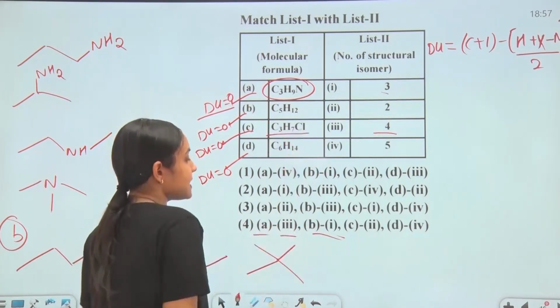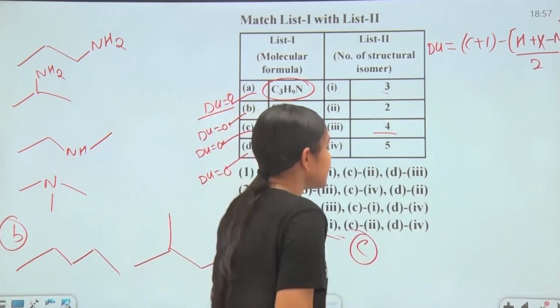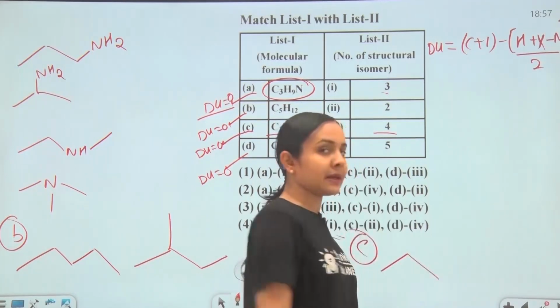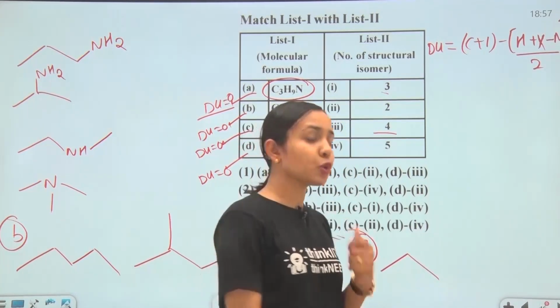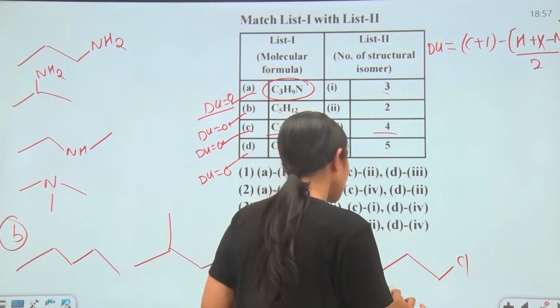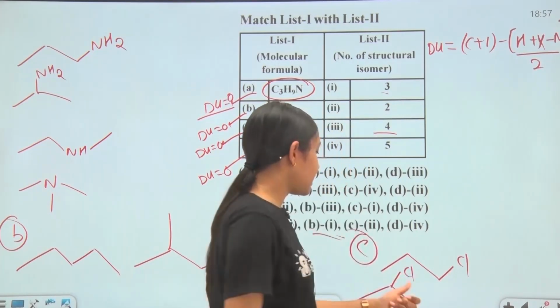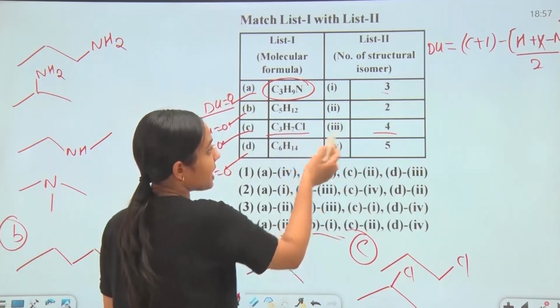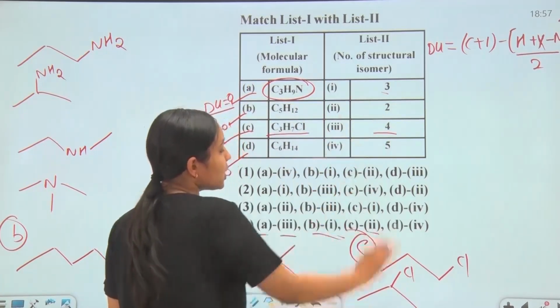Next is C3H7Cl. C3H7Cl contains 3 carbon atoms and 1 chlorine group. So the chlorine group can be attached at this primary carbon, and the chlorine group can be present at this secondary carbon. So by using this molecular formula, we can draw 2 isomers.